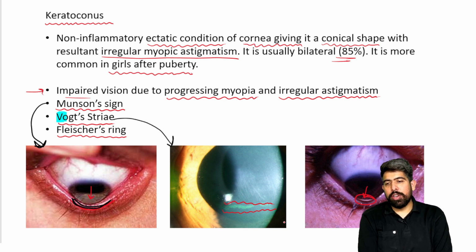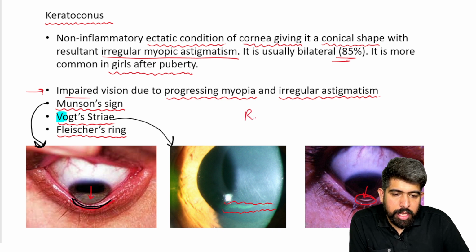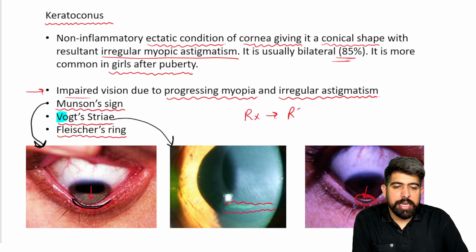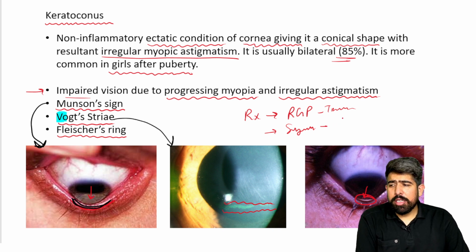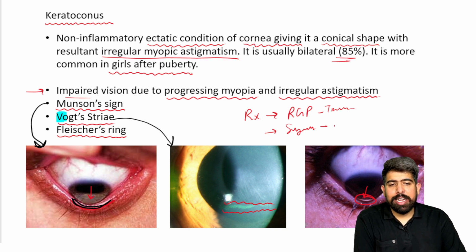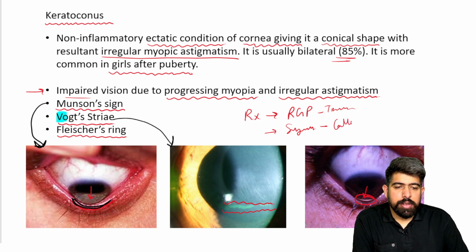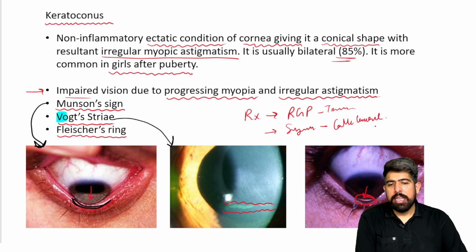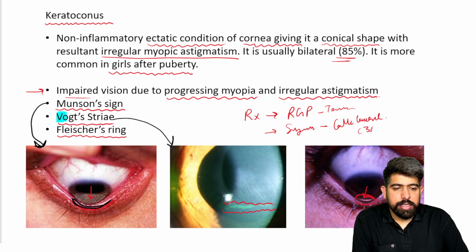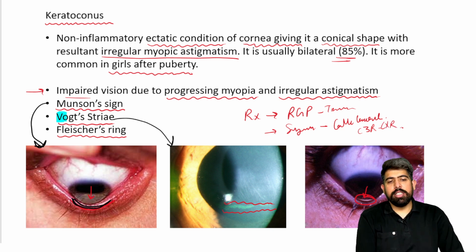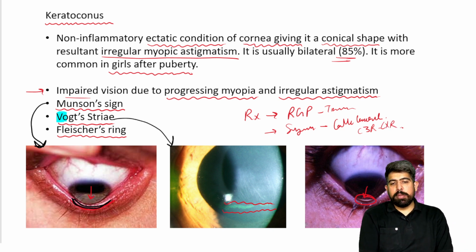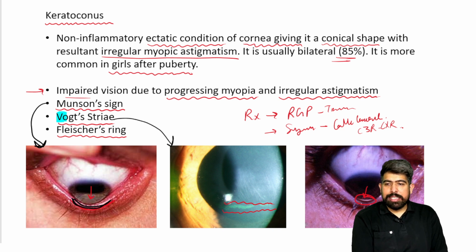So this is all about keratoconus. If we're talking about the treatment, we can give an RGP lens as a temporary measure, and for permanent treatment we have to do surgery. In the surgery, we have to decrease the corneal curvature. We can do keratoplasty, or we can do collagen cross-linking surgery, CXL, collagen cross-linking with riboflavin, which should be done in cases of keratoconus.